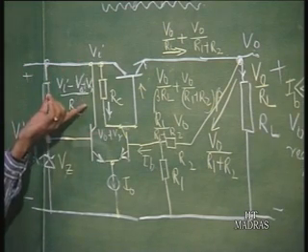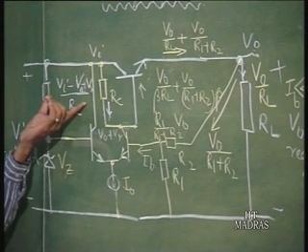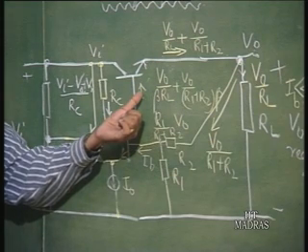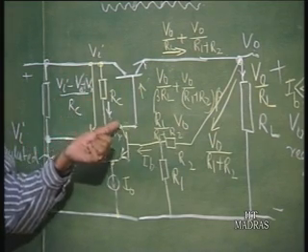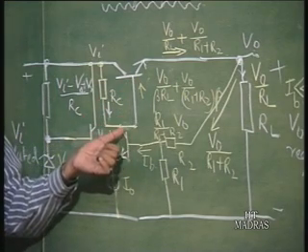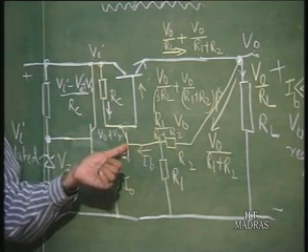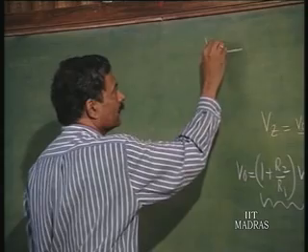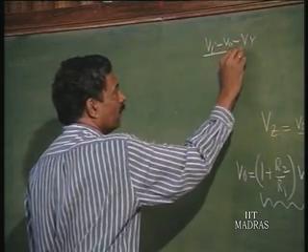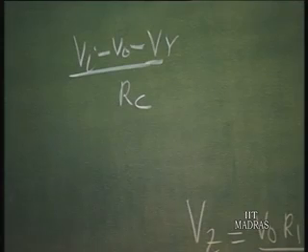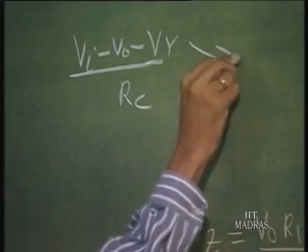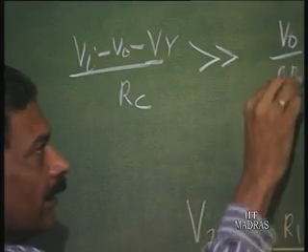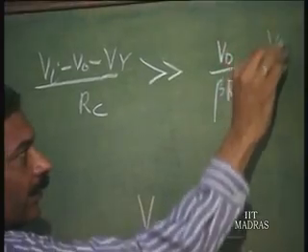One thing is, this current has to be much greater than this current. This current is the one which is split between this and the transistor. So, V I minus V naught minus V gamma by R C, this current should be much greater than V naught by beta R L. Of course, this current can be ignored.